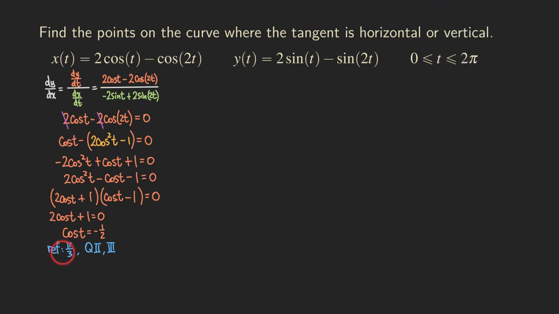And so the two angles that we have that will make cosine equal to -1/2, and those two angles must also be between 0 and 2 pi. Those two angles would actually be t equals, the one from quadrant 2 is 2 pi/3, and then the one from quadrant 3 is going to be 4 pi/3. Okay, so we have that. Now, what about the other case?